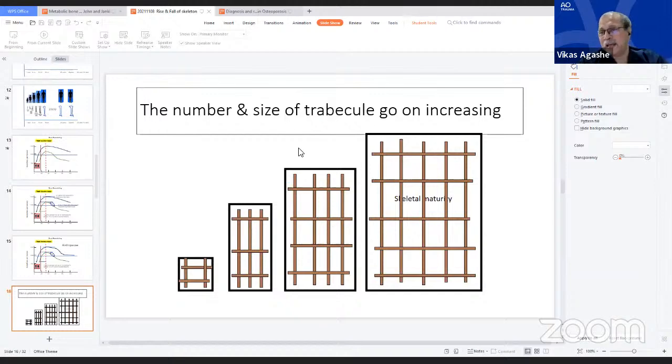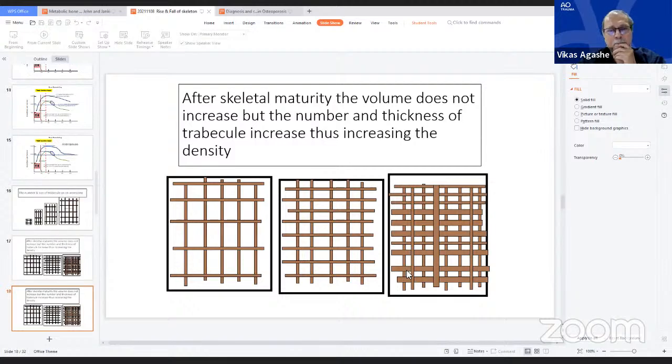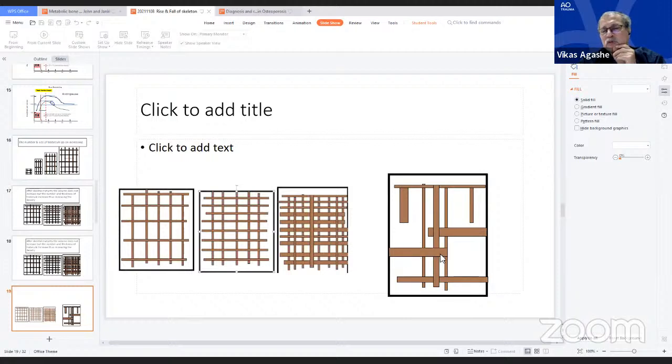So how does that happen? Suppose these are the trabeculae, which you achieve at skeletal maturity. After skeletal maturity, the volume would not increase, but the number and thickness of these trabeculae would increase. And that increases the bone density. While this would be on the extreme right, you can see the number of trabeculae have gone down, but it is more important to notice that the connectivity between the trabeculae has gone down. So that is what is called a qualitative decrease in bone strength.